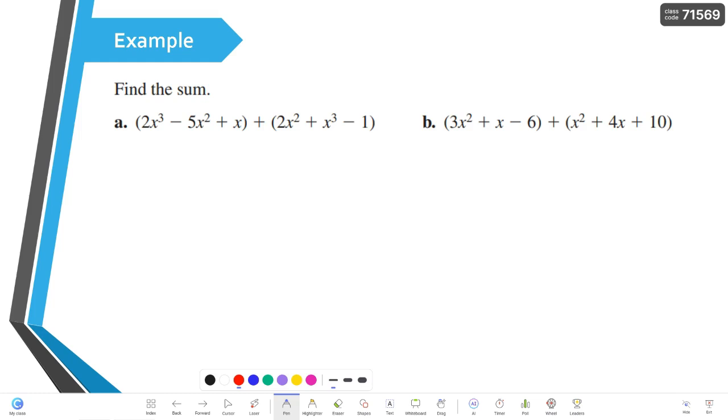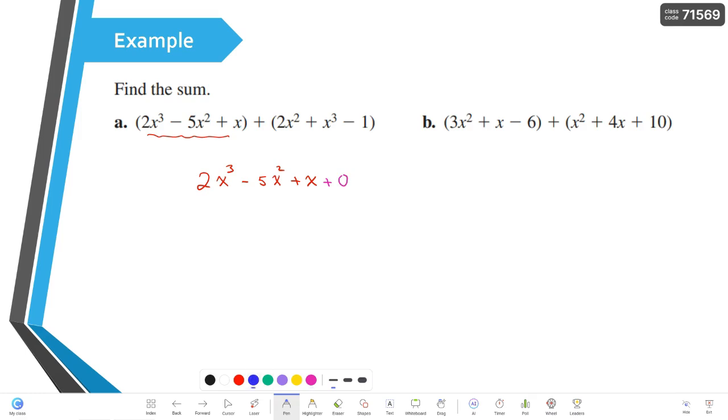We have 2x cubed minus 5x squared plus x. This is the first polynomial. In the second polynomial, we have 2x squared plus x cubed, then minus 1. Looking at the first polynomial, it is written in standard form, but one term is missing, which is the constant term. So I'm going to write the first polynomial: 2x cubed, then minus 5x squared, then plus x. There is no constant here, so we can add 0 or keep it like that. It's up to you, but I prefer to add 0 as the constant since we don't have any constants there.